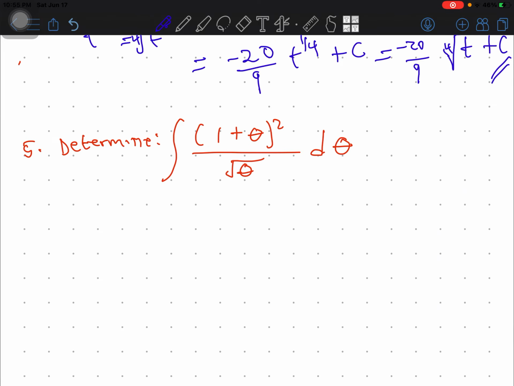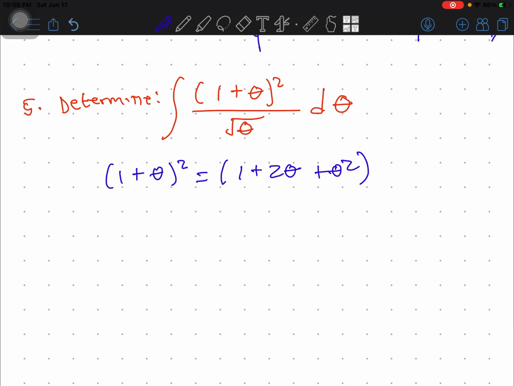So basically, let's move to the 5. The 5 asks us to find the integral of 1 plus theta all squared over square root of theta. So the same thing, apply your algebra skills here by simplifying it. Simplify the top one, which is 1 plus theta all squared. When you simplify it, you are supposed to get 1 plus 2 theta plus theta squared, right? So you replace it over there, which is the integral of 1 plus 2 theta plus theta squared all over theta power 1 over 2, because square root of theta is the same as theta power 1 over 2.